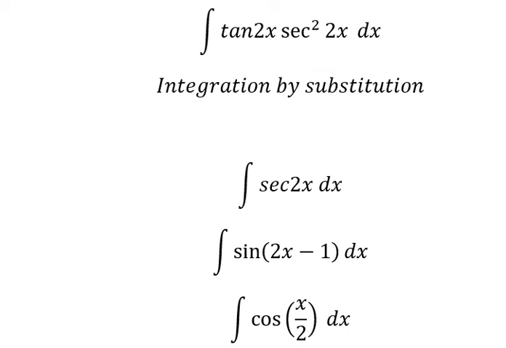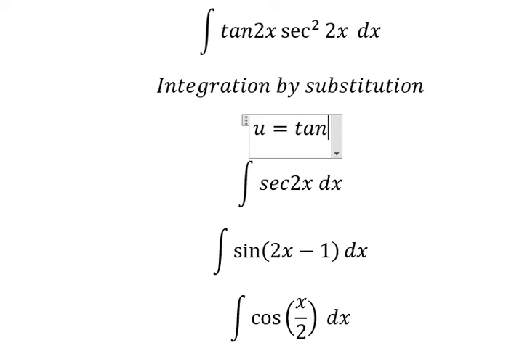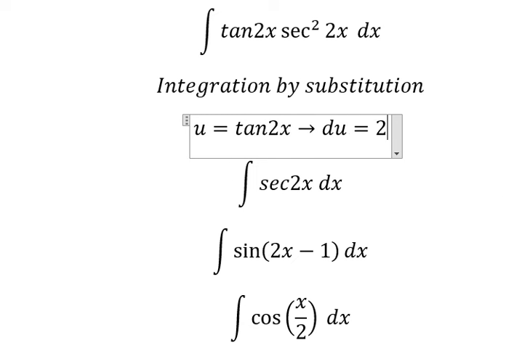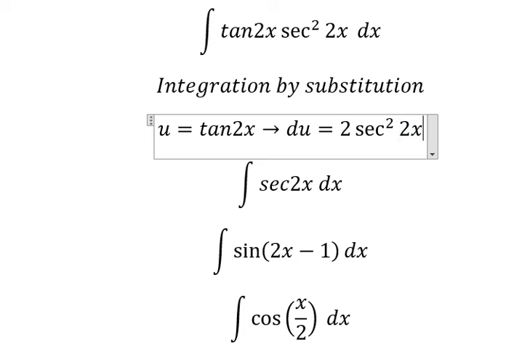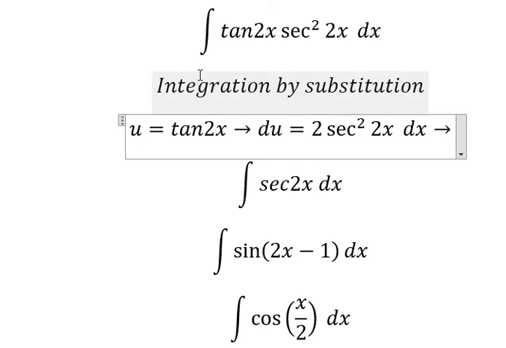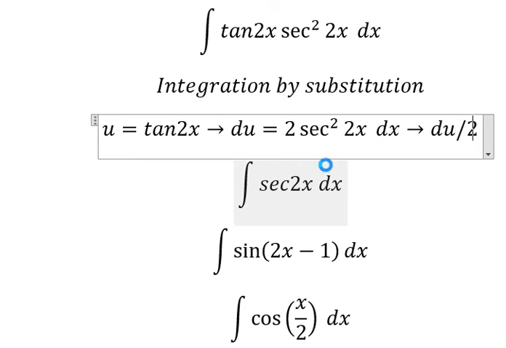So I will put u equal to tan 2x. Later we take the first derivative of both sides. We have 2 secant of 2x squared dx. Because we don't have number 2 in here, we need to divide both sides by number 2.